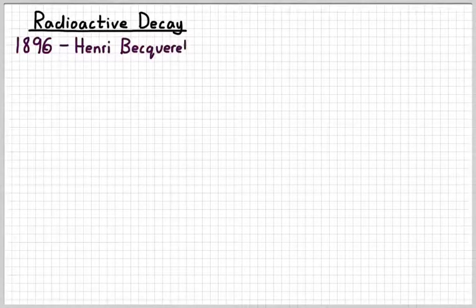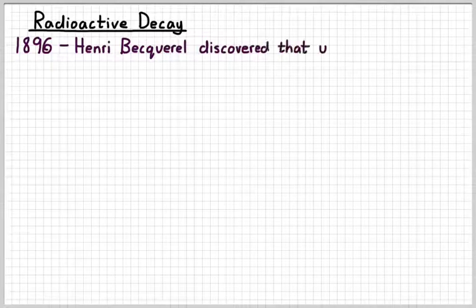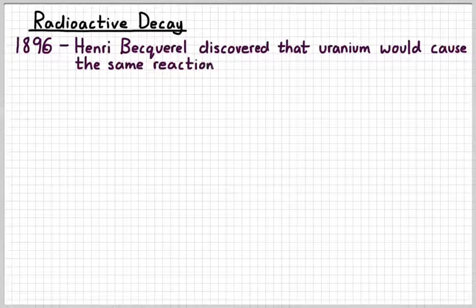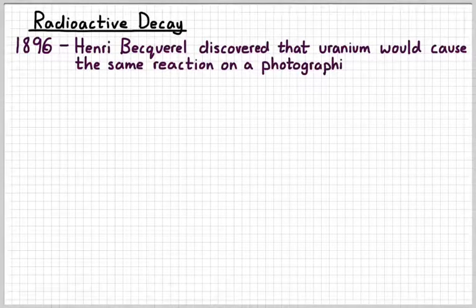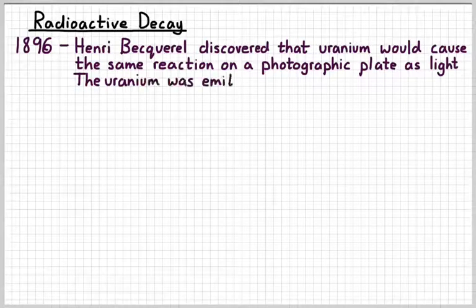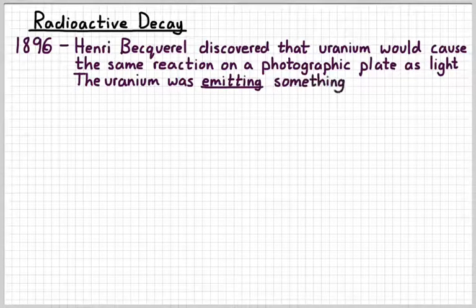Hey everybody, in this video we are going to learn about radioactive decay. A little bit of a history lesson for us. Radioactive decay was first noticed in the year 1896 when this fellow by the name of Henri Becquerel discovered that uranium salts, when kept near pieces of photographic film, would cause a reaction on the film just like light would. So what he concluded was that the uranium was emitting something to cause this reaction.